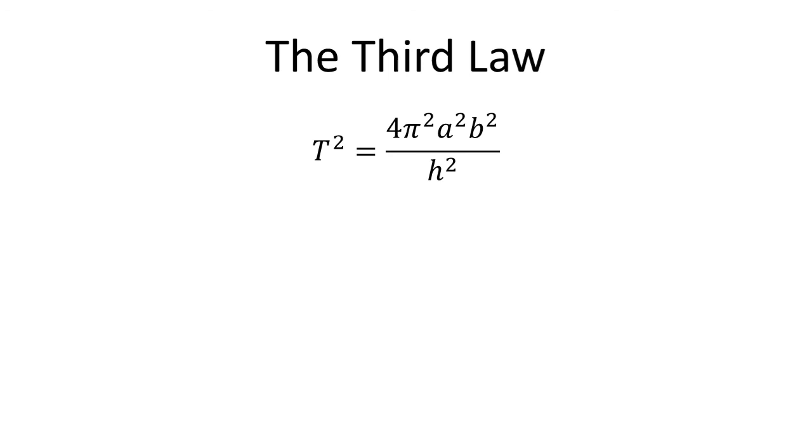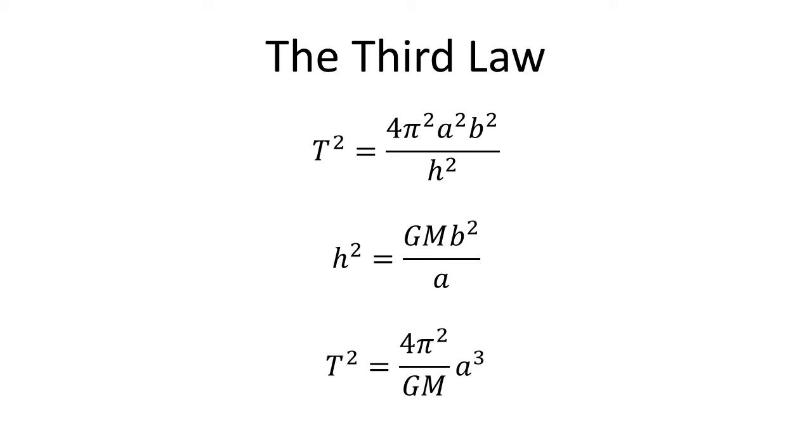By returning to the original expression for T and squaring both sides, and then substituting this expression for h, it becomes evident that T squared equals 4 pi squared over GM times a cubed. This proves Kepler's third law, as the period T is proportional to the major axis cubed, as 4 pi squared over GM are all constants independent of the chosen planet.